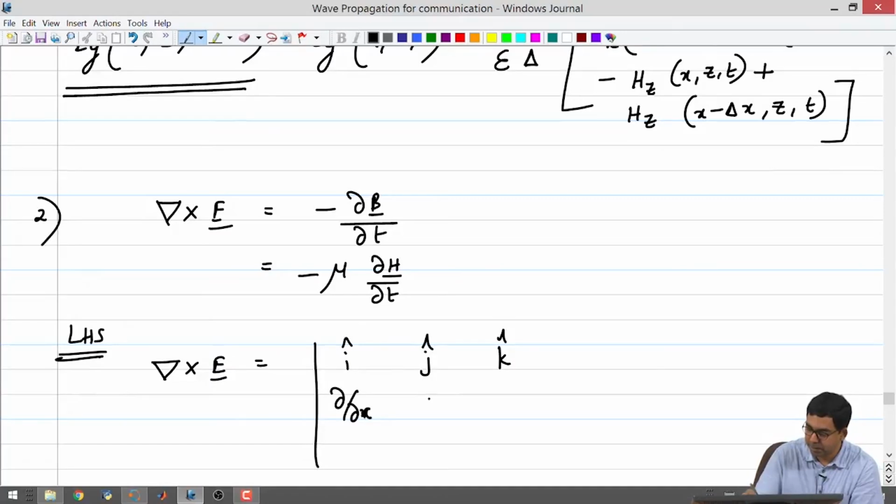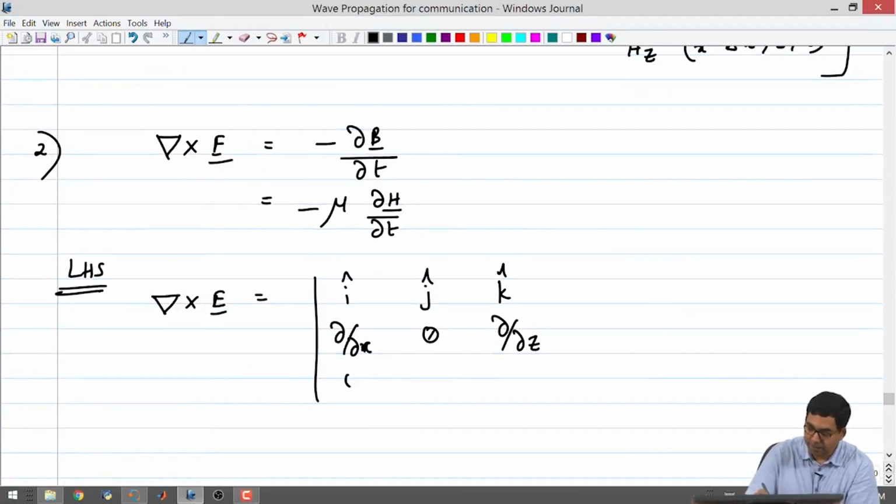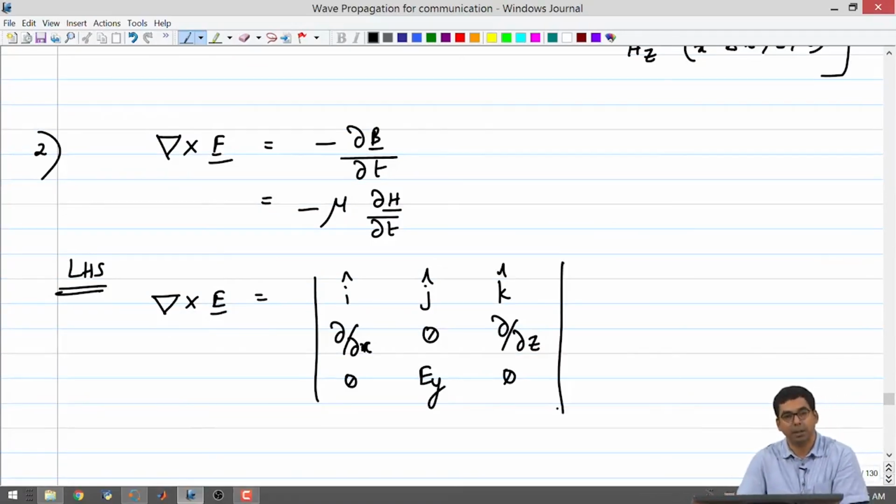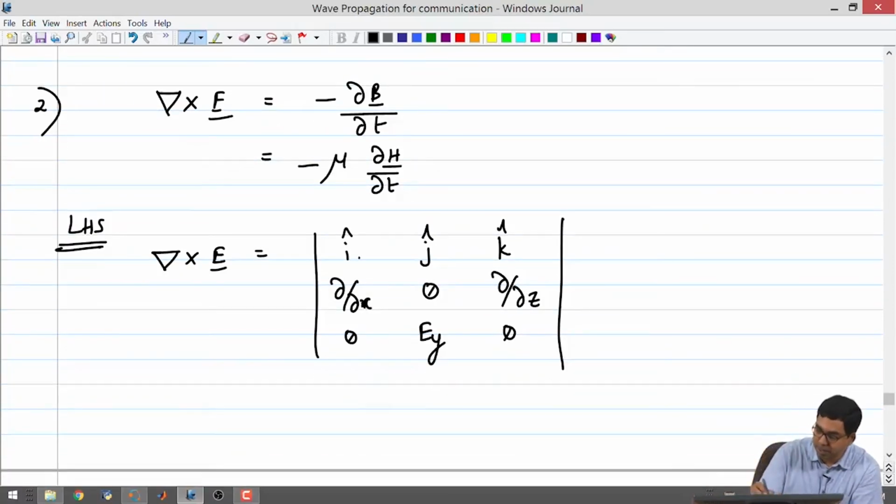∂/∂x, since there is no propagation in the y direction, that becomes 0, and I have 0, Ey, 0, because the electric field has only y component, right. Now, I have to write down the determinant. So, I am having i times 0 minus ∂Ey/∂z.